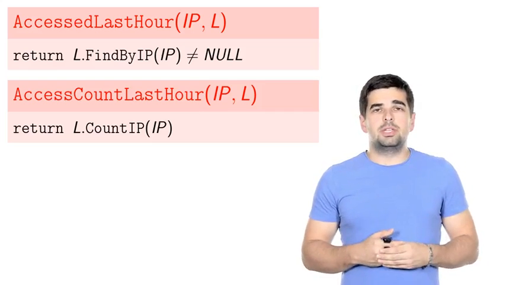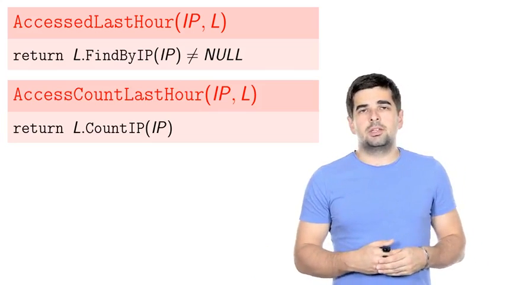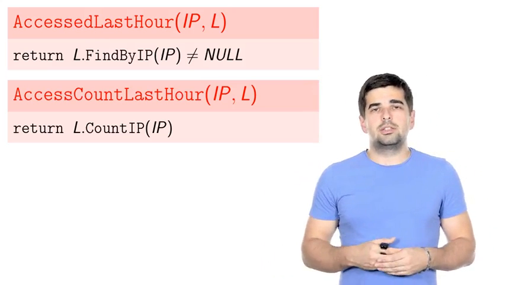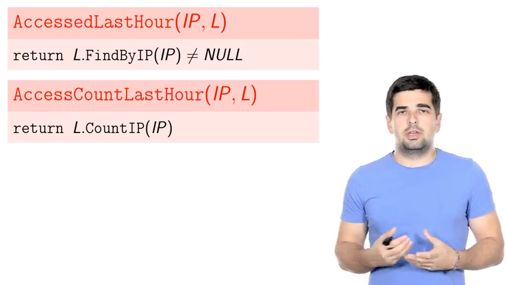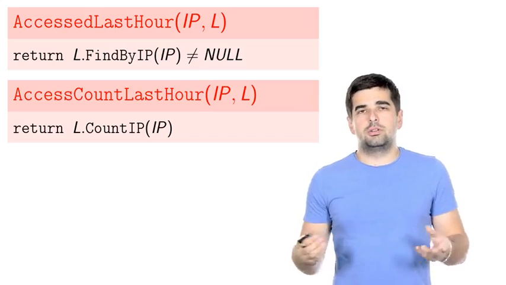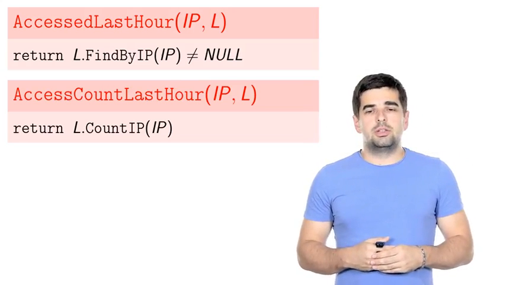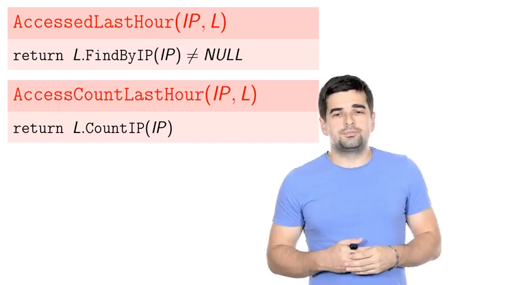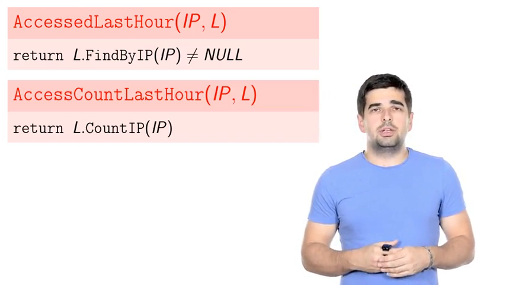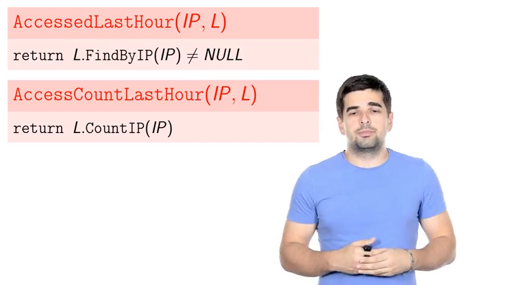But the implementation will be the same. We'll just go from the head of the list to the end of the list and compare the IP field of the log lines with the IP address given as the input. And if it coincides, we return this element. Otherwise, we return that there is nothing with this IP address in the list, and we return some special null value. So then in the access last hour, just compare the result with null. If it's not null, then this IP address is in the list, otherwise it's not.